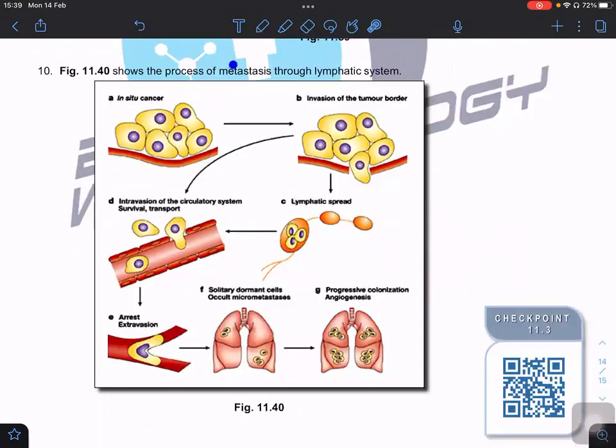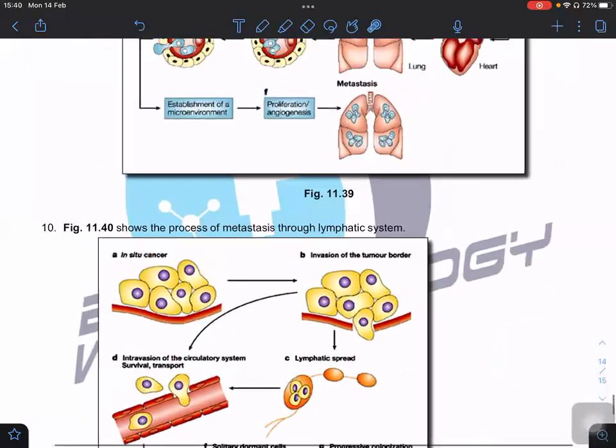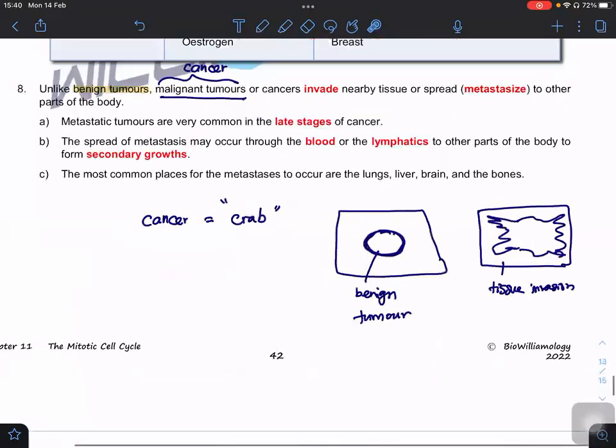Sometimes you can see metastasis through the lymphatic system. You can see the invasion of the tumor border and into lymphatic spread. It spreads, for example, from the breast into the lung, where you can see lung cancer develop. But in fact, if you check the cell type, they belong to breast cancer. So in situ means localized. It becomes ex situ, which means outside of that particular organ. So with this, I'm done with the cancer part here.